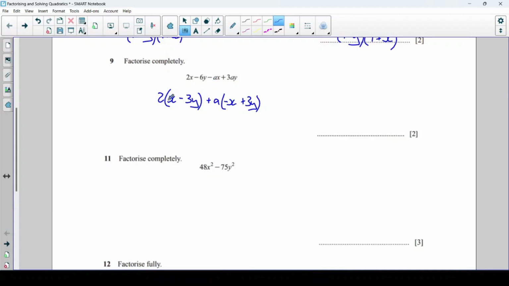Okay, here we've got minus x, we wanted plus x. Here we've got plus 3y, we wanted minus 3y. And that's your clue that actually we don't want to take out plus a, we want to take out minus a instead. So that's what we'll do, and that should fix the problem. And here minus a times x is minus ax, and then minus 3y, because minus a times minus 3y gives us plus 3ay. So 2 minus a and x minus 3y.